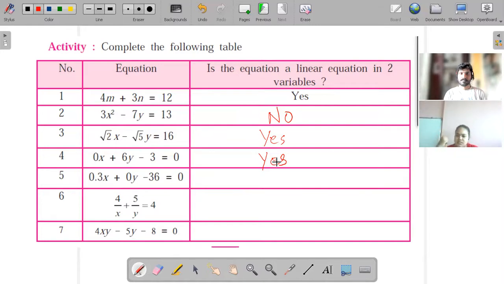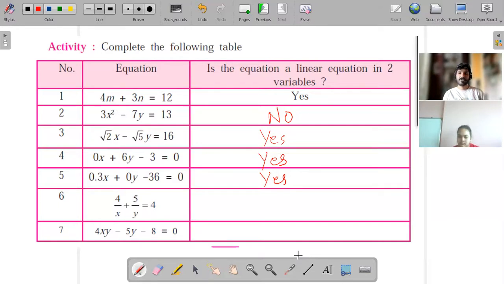Fifth one is also a linear equation. Yes, it is, because even 0.3 can be said as a number. Yes, correct. So it is a linear equation. What about the sixth one? Is it a linear equation?